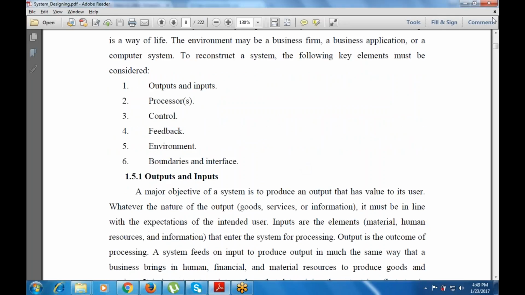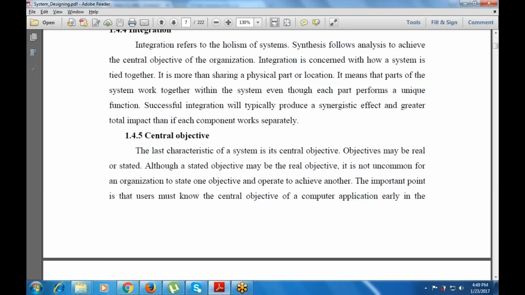So next, what are the various features represented with the concept? One of the main characteristics is that there is a central objective of the system, that means the main or common objective. That may be real, that may be stated, and the stated objective may be the real objective. That means we assume that the objective must be real, but the objective may be the real or the stated objective.